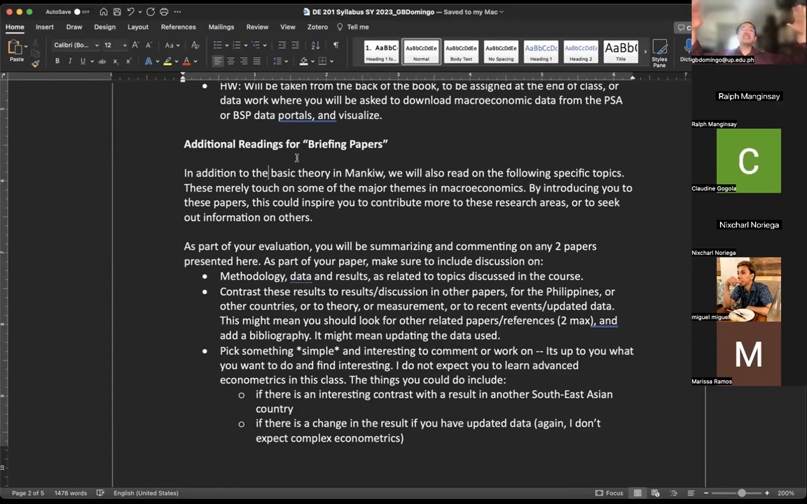So as will be clear a little later, macroeconomics is wide-ranging. And in this one, I've just taken a few major themes that I personally have experienced, just having read or having interest in these topics. So I included some of these. I'd like to also read these papers and learn about them with you. By introducing you to these papers, this could inspire you to contribute more to these research areas.